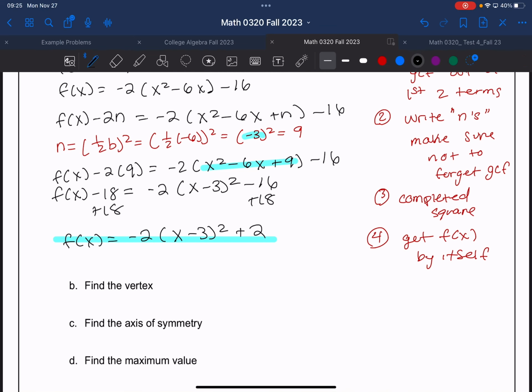Okay. So then for part B, finding the vertex, we know vertex is h comma k, so what is going to be our vertex? 3 comma 2. And why is it positive 3 and not negative 3? You always take opposite sign. Good. Opposite sign. Okay. What is the axis of symmetry? What's the formula? x equals h. So in this case, it's x equals 3.